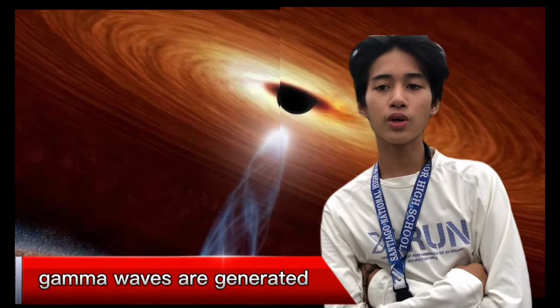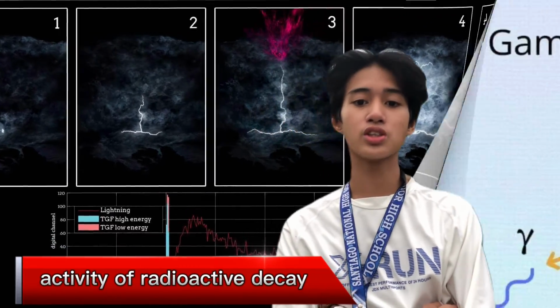On Earth, gamma waves are generated by nuclear explosions, lightning, and the less dramatic activity of radioactive decay.